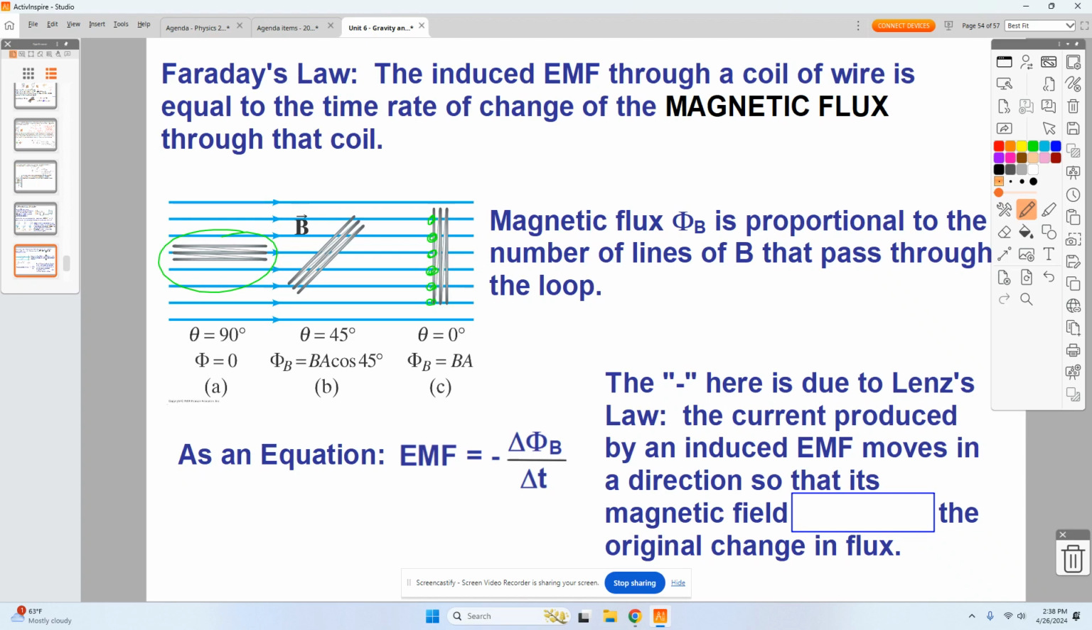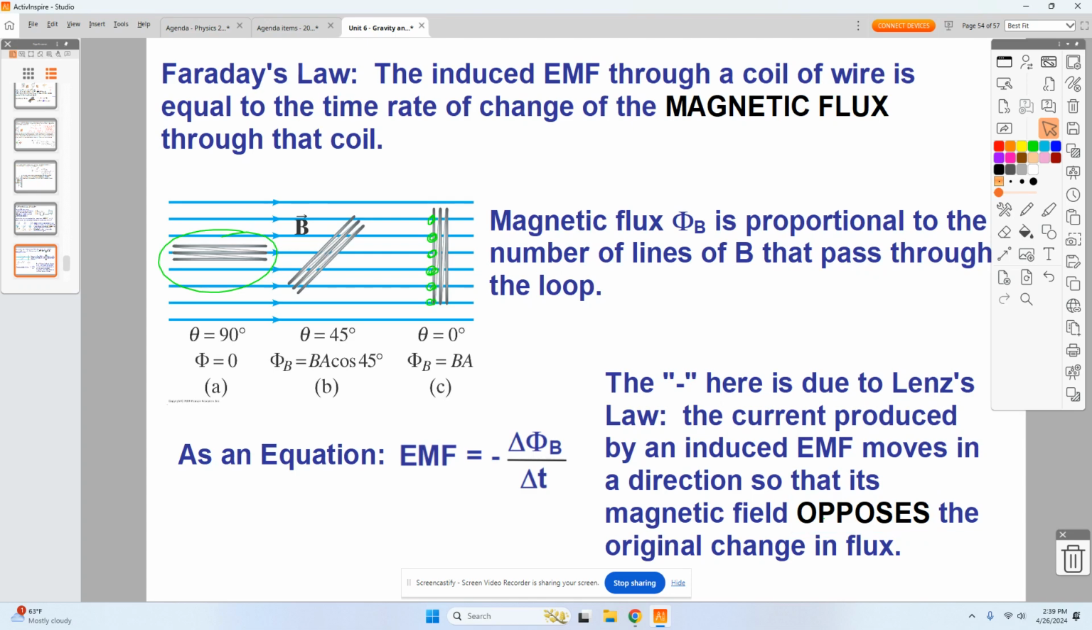This is saying that the EMF is proportional to the rate of change in the magnetic flux. It's not the same as the amount of magnetic flux. It's how quickly it's changing. Now, the negative there is just due to something called Lenz's law. It's not a huge deal. It just says that the current produced by an EMF moves in the direction so that its magnetic field opposes the original change that created it. So again, I'm not too concerned about the negative sign there. You can understand that as we move through this a little bit more.